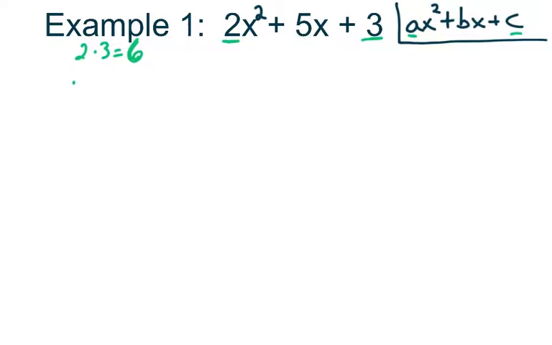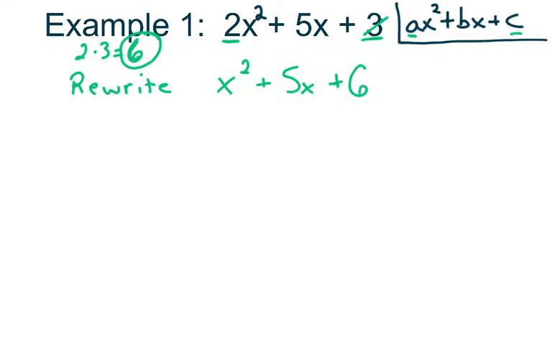The step you want to take now is to rewrite the equation without the leading coefficient. So I'm going to take out that 2. I'm going to write x squared plus 5x plus, and now instead of the 3, I'm going to replace it with what our a times c was, our 6. That's all you did there.